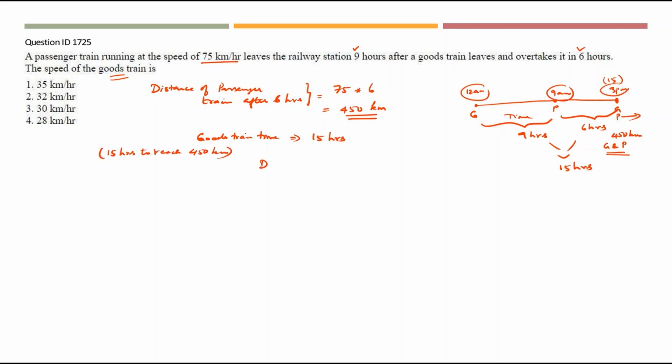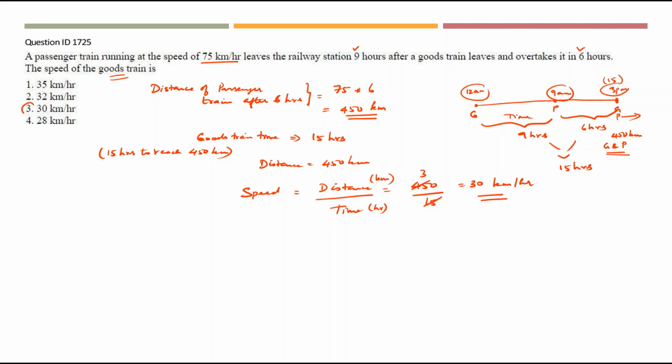So the distance here is 450 km. Now we have to find the speed. Speed is equal to distance divided by time. A simple formula. Distance is 450 divided by the time, 15 hours. We will get 30. Distance is measured in kilometer and time is measured in hour. So 30 km per hour. The speed of the goods train will be 30 km per hour. Option number 3, 30 km per hour, will be the right answer.